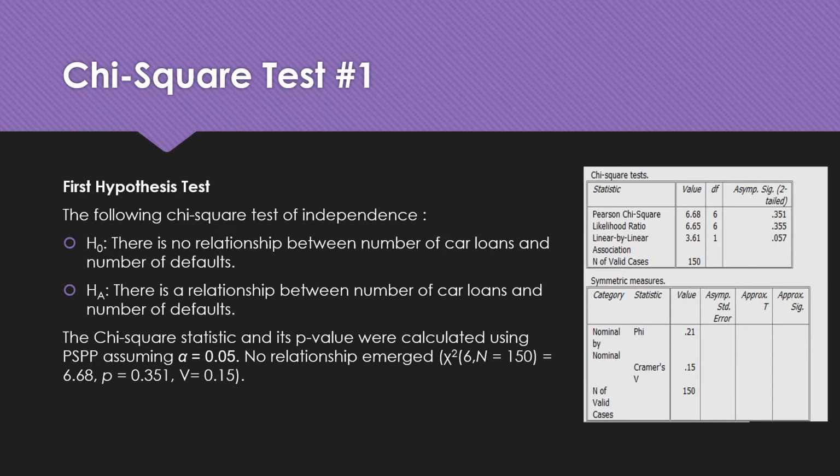The null hypothesis here was that there is no relationship between the number of car loans and number of defaults. The alternative hypothesis was that there is a relationship between the number of car loans and number of defaults. The test here was to investigate if there is a relationship between the number of car loans an individual is servicing and the reported number of defaults. Using 150 valid cases and 6 degrees of freedom, results indicated no relationship with a Pearson's chi-square value of 6.68, p-value of 0.351, and a Cramer's V of 0.15.